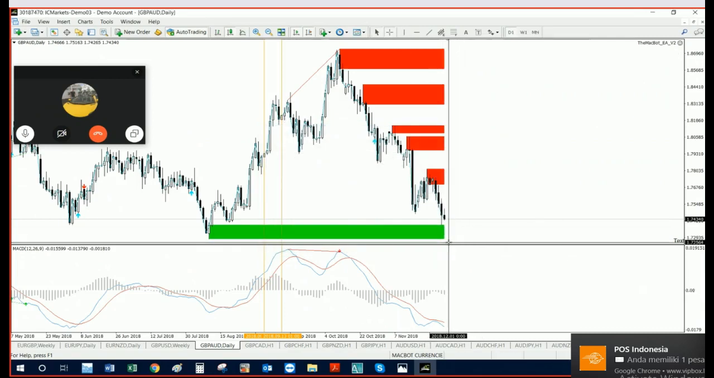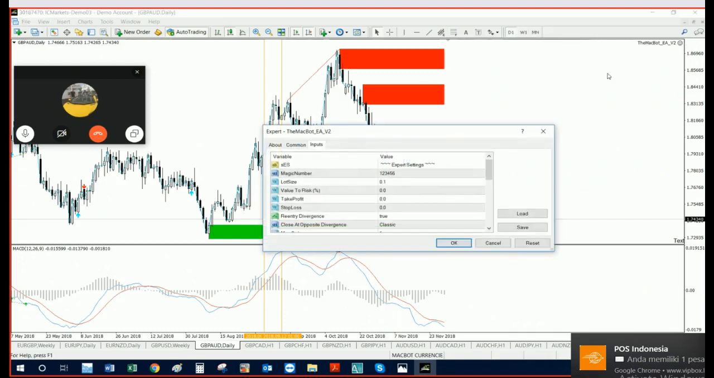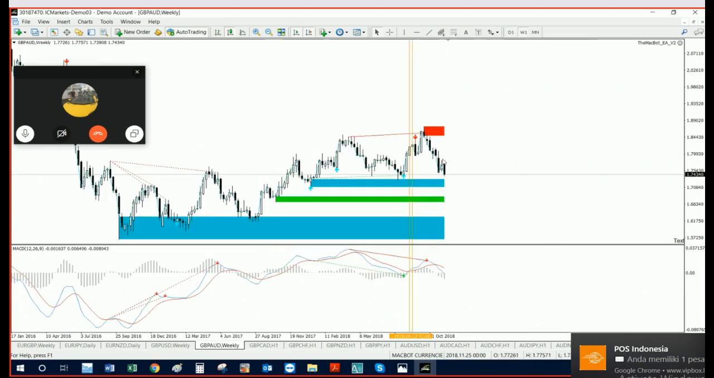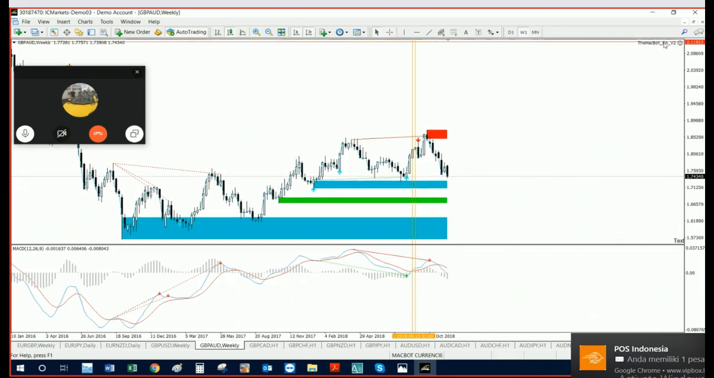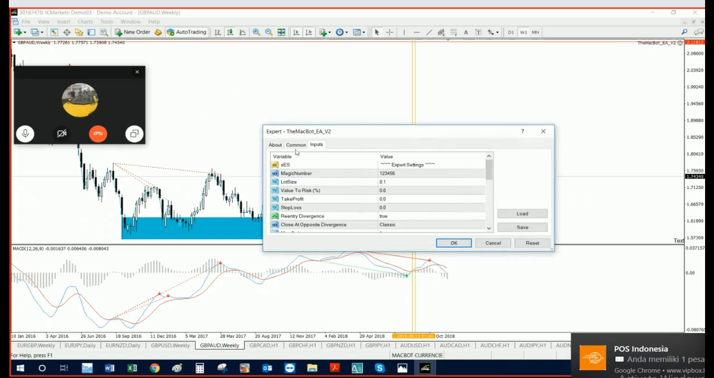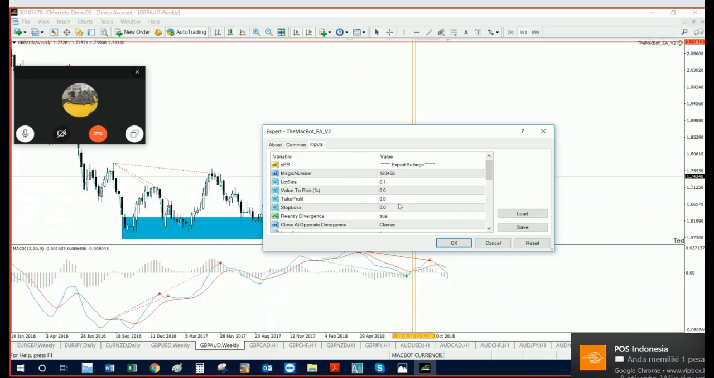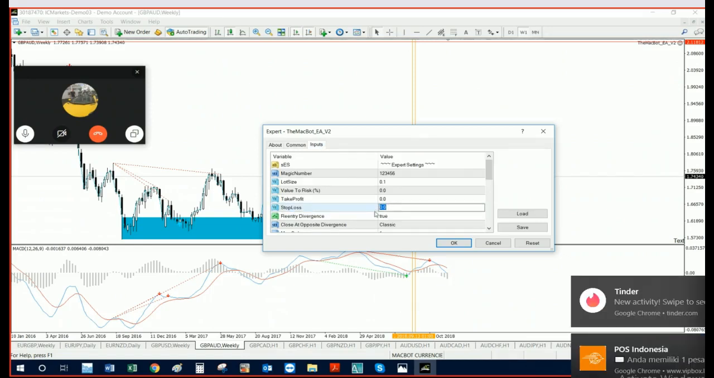You measure the daily weekly. 120 pips. Just check the weekly. Let's say 200 pips. I think that's pretty much the same. So I'm going long, looking for long opportunities. Plus 200.